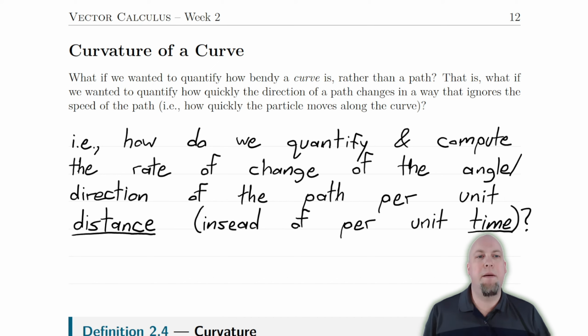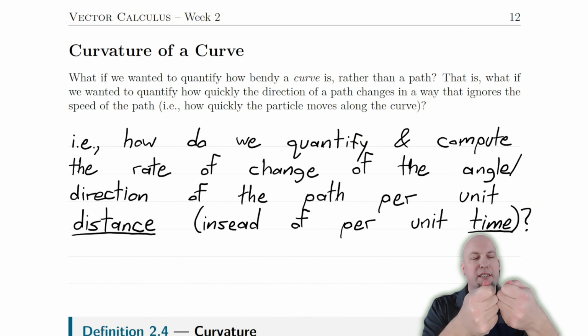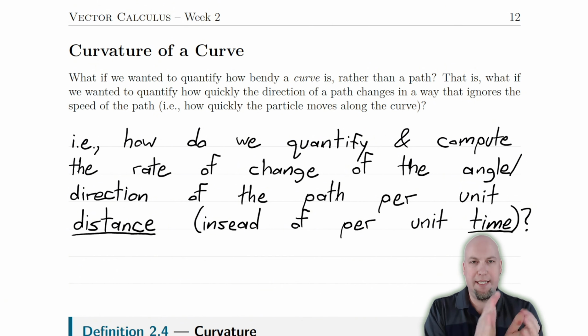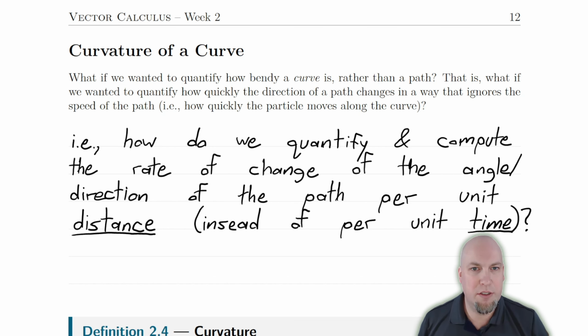Okay, and the setup here, what we're going to do is we're going to sort of mimic what we did in the previous video. We're just going to change time to unit of distance. Okay, so in the previous video, what we did was we measured the angle between sort of nearby velocity vectors, and then we computed the rate of change of this with respect to time. Like, as time changes a little bit, how much does the angle between the velocity vectors change?